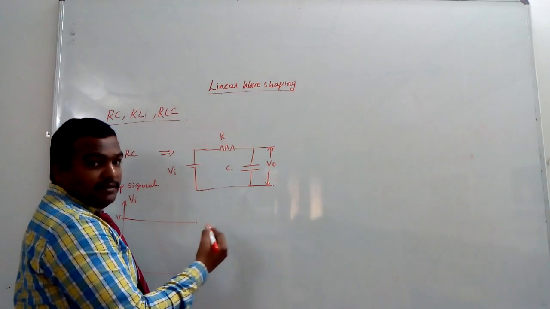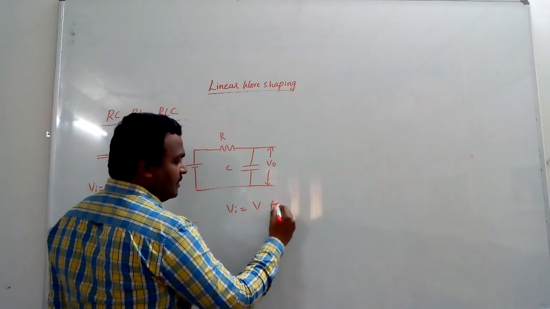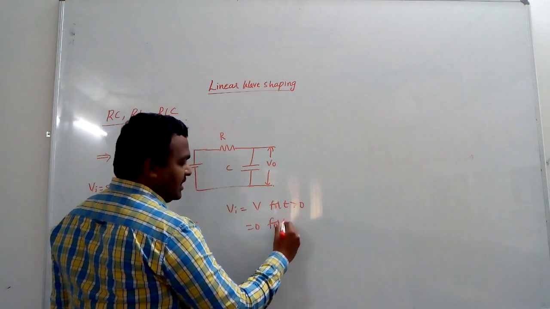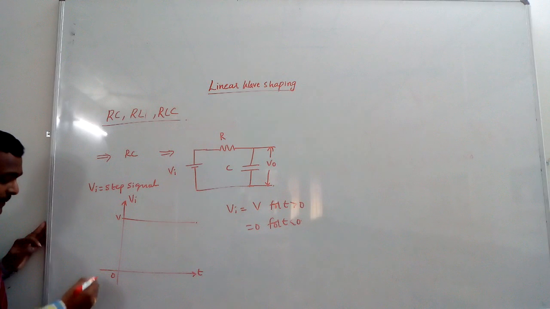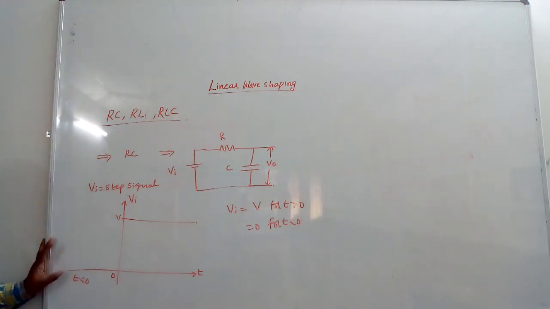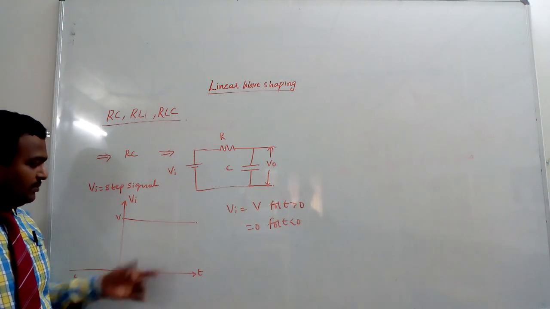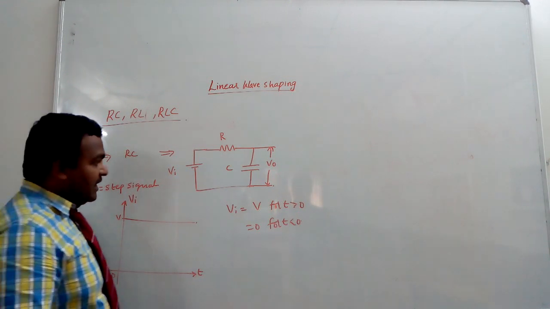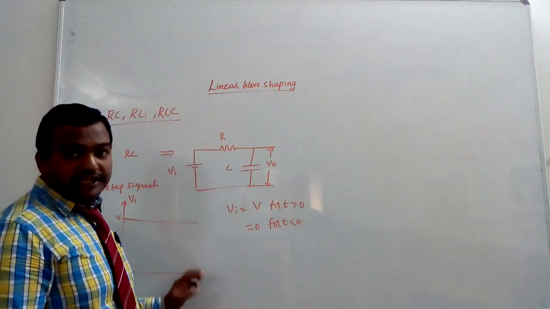So we can represent mathematically the step signal as Vi is equal to V volts for t greater than 0, and it is equal to 0 for t less than 0. So this is the step signal. Up to t less than 0, my input voltage Vi is equal to 0 volts. When t is greater than 0, my input voltage Vi is equal to V volts. Is it clear? Now, if I apply this step input to the corresponding RC network, how does the output voltage vary?